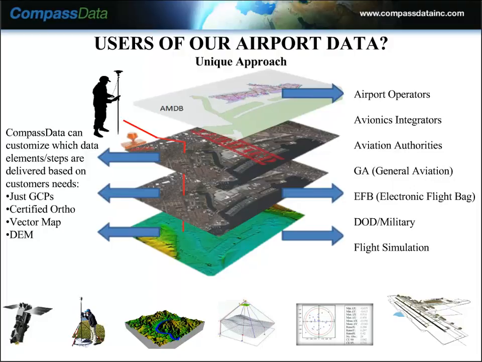aviation authorities use this, general aviation, electronic flight bag companies, military flight simulators. Based on how we have the certification set up, which I'll go through in a minute, there are opportunities for people to leverage just our ground control points that are certified through this process, a certified Ortho, which we would produce with DigitalGlobe's imagery in our IPP agreement, a vector map, or certified AMDB, and DEMs that can be used for obstruction analysis.